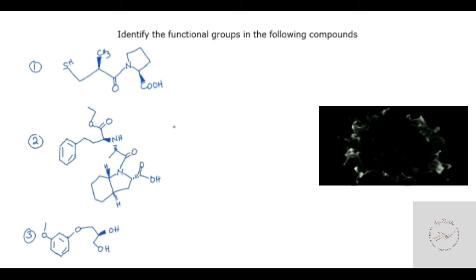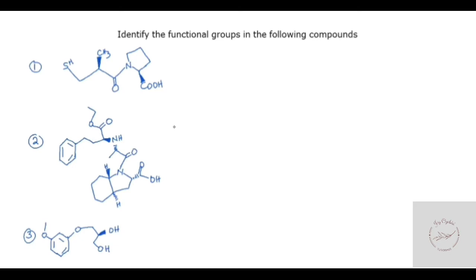In this video, we're going to identify the functional group in the following compounds. The first functional group here is SH, and SH is called a thiol. And the second one here would be this.